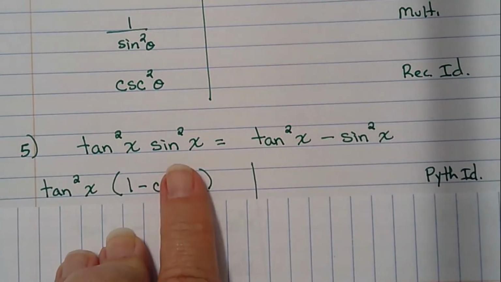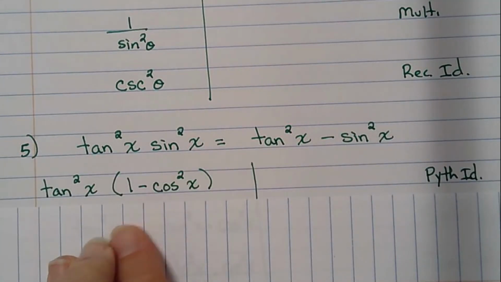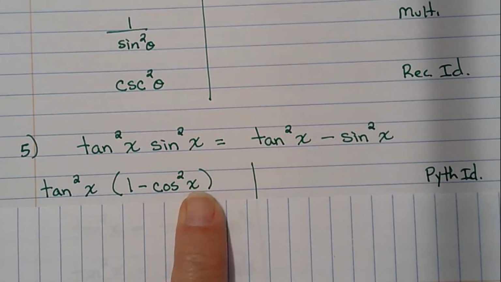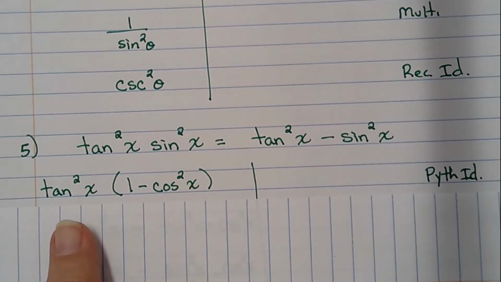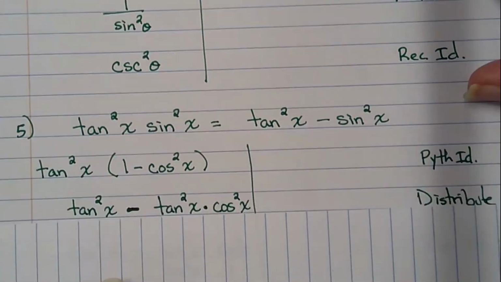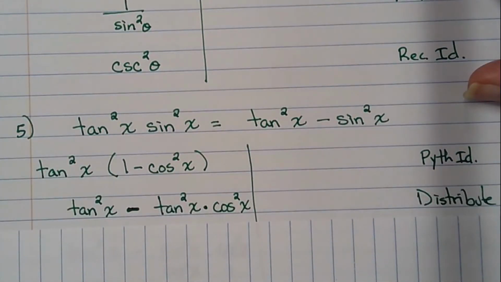So according to the Pythagorean identity, that sine squared theta is equal to 1 minus cosine squared theta. So I did that substitution. Next, I'm going to go ahead and distribute this tangent squared x. And so that's going to give me tangent squared x minus tangent squared x times cosine squared x.